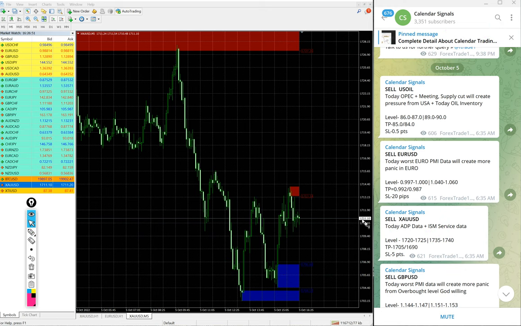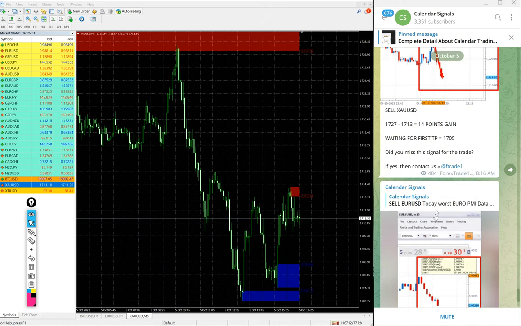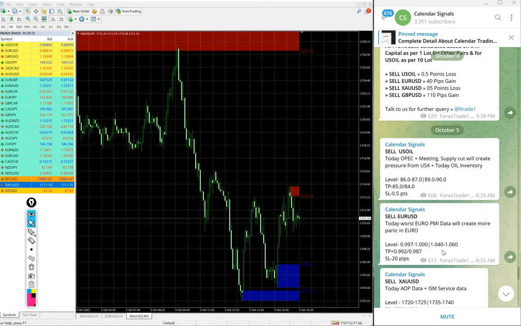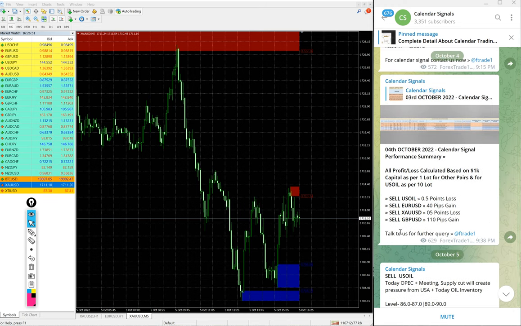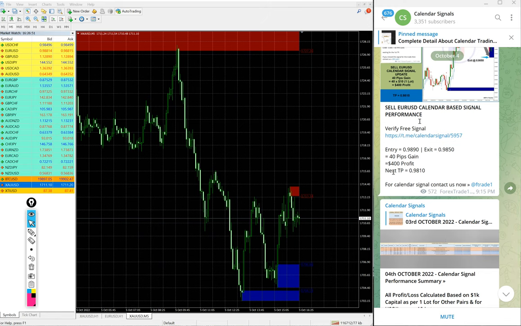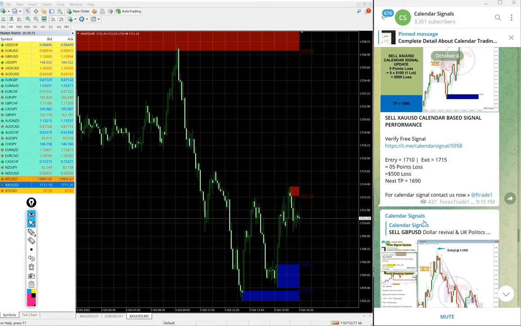Now we will see the performance of today's signals. Out of four signals posted today, two signals performed well, and two signals are yet to perform, and we will update it on our channel at the end of the day. What is the status of the signal? For example, you see on October 4, which is yesterday, we also mentioned whatever loss and whatever profit was made. Likewise, we will post it at the end of the day for October 5 as well. How many signals performed, how many SL hit, and overall how much profit, chart and details of the performance, all the details you will find on this channel.